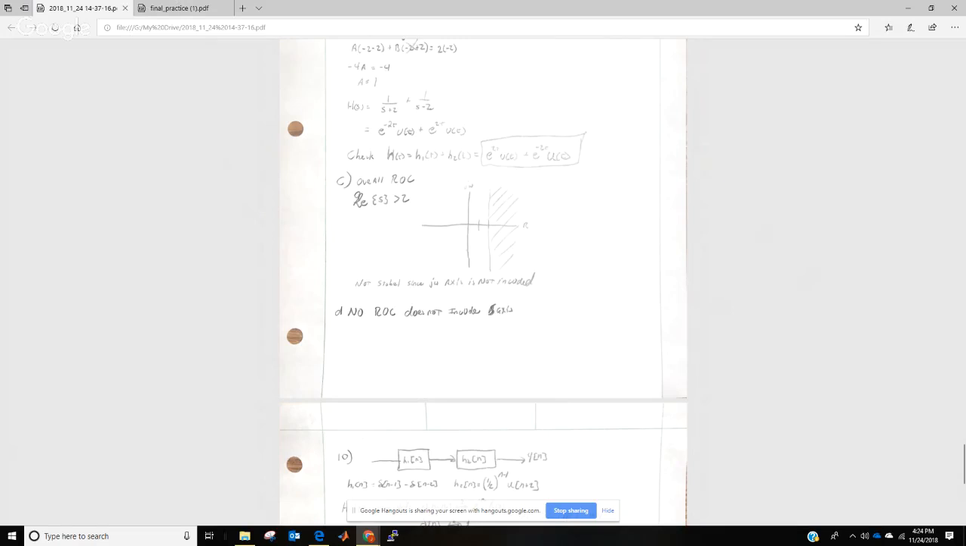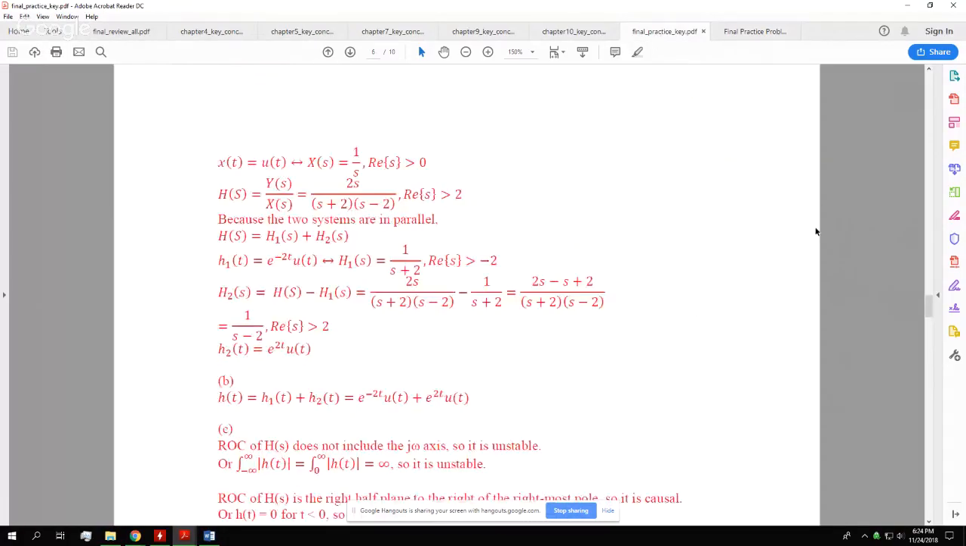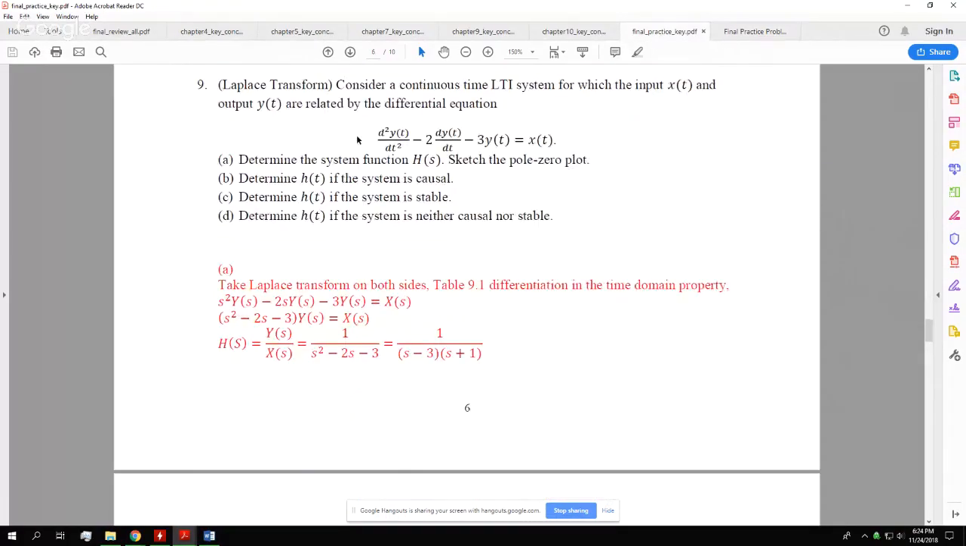So anyways, problem 9. That's what we're going to do now. We're going to do another Laplace transform. Remember, Laplace transforms are just like Fourier transforms, except they include your real parts and imaginary parts, and not just imaginary parts like in Fourier transforms.